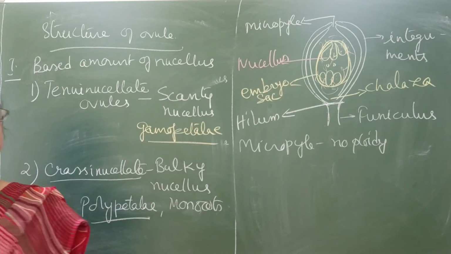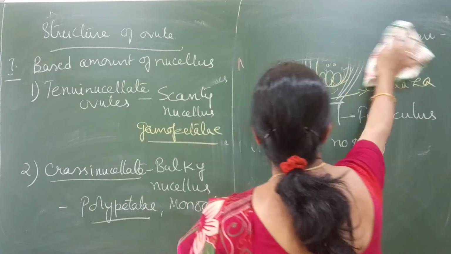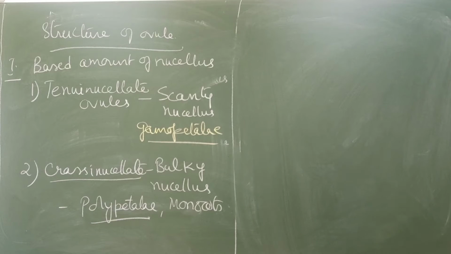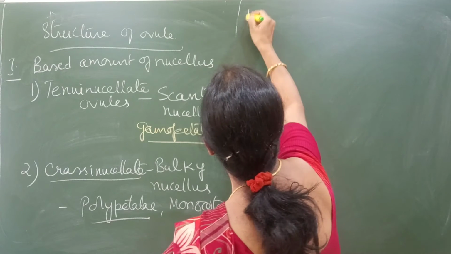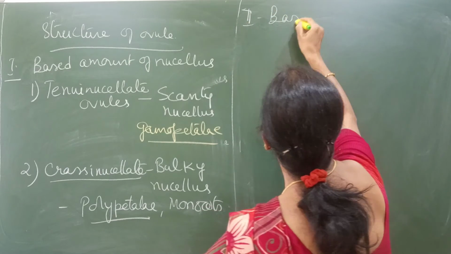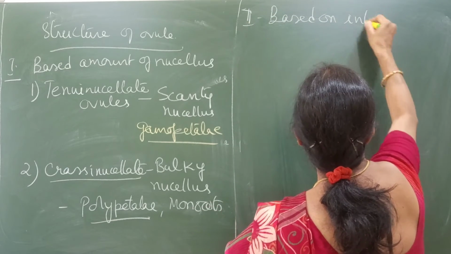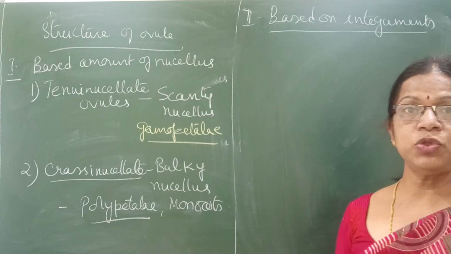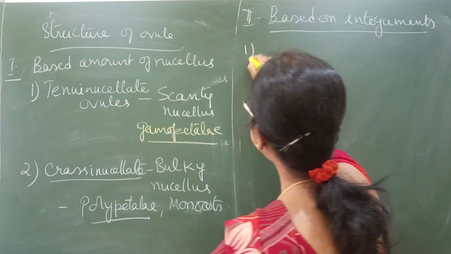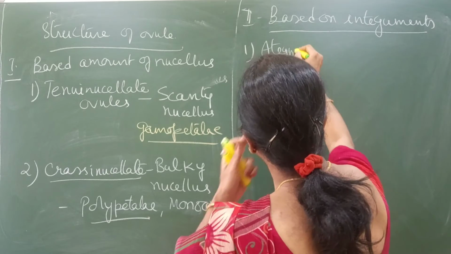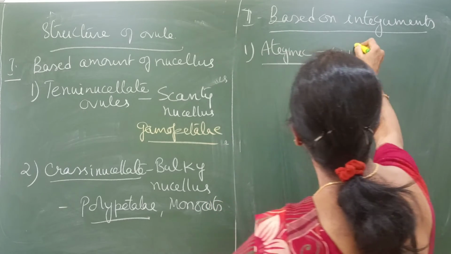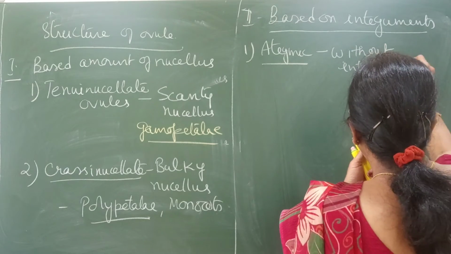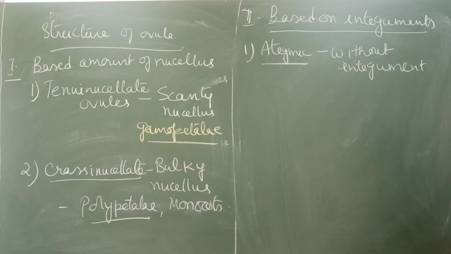Okay. Now let us see the next category of ovules, which is based on integuments. Based on integuments, there are three types of ovules. The first type is called ategmic ovules. Ategmic ovules means without integument.